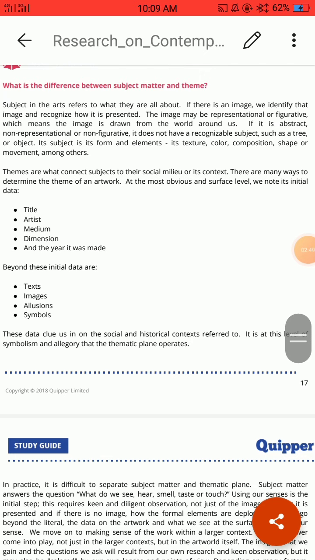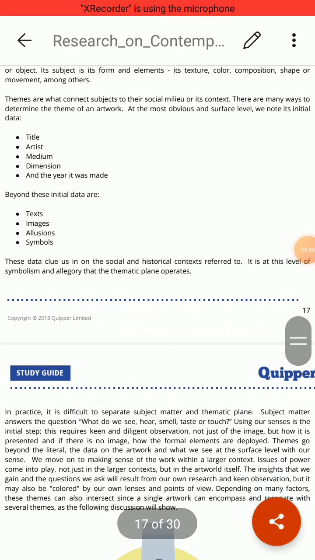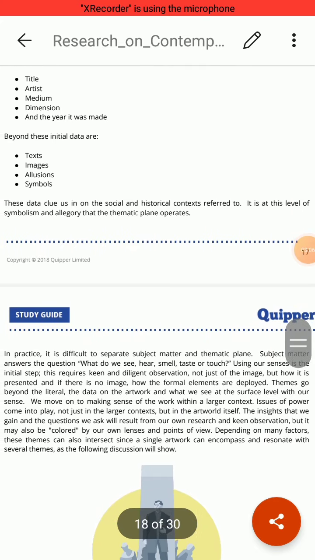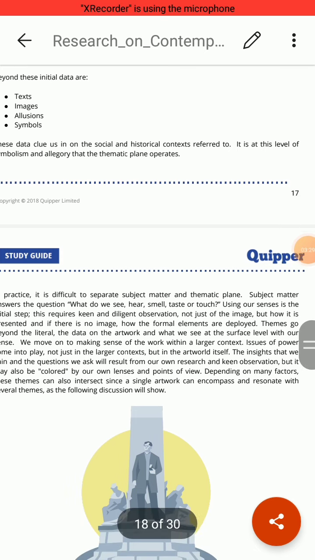At the most obvious and surface level, we note its initial data. So, ang title, ang artist, medium, dimensions, and the year it was made. Tapos, beyond this initial data, naa ang mga text, images, allusions, and symbols. So, diri mo mga data makuha ang mga clue nga kung unsa na siya sa social and historical context referred to. So, naa diri nga level, makuhaan mo ang symbolism and allegory nga makuhaan mo ang thematic plane nga nag-operates.